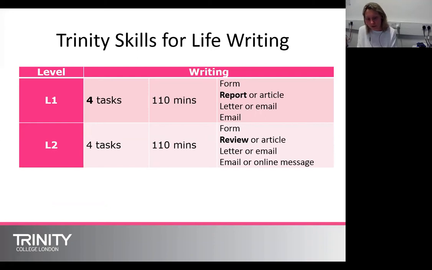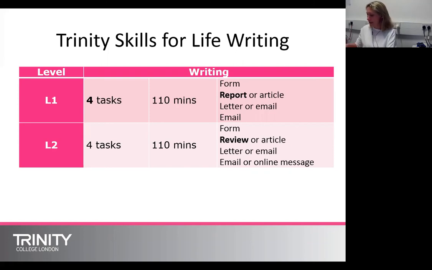The last task, both level 1 and level 2, is either an email or an online message. At both levels, this would be to a friend, and it would be informal. And again, there would be purpose. It's quite a short task. At level 1, to explain, request, suggest, or ask for advice. At level 2, it would be to speculate, persuade, request, or ask for some information or advice. So the purpose, as I said, is quite important, not just the format of the task.